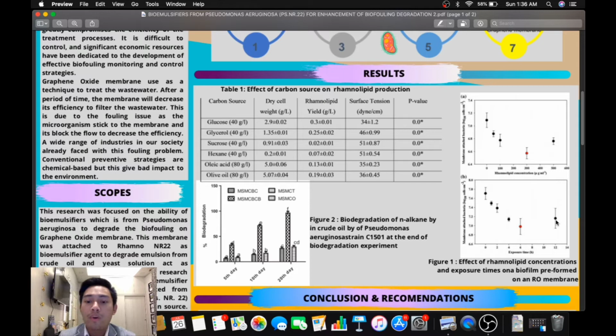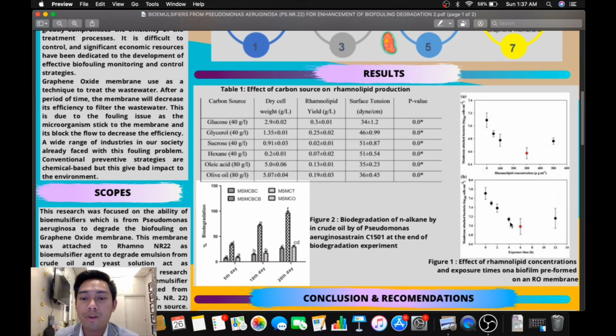The culture with glucose produced about 0.3 plus minus 0.01 gram per liter of rhamnolipid, and the dry cell weight was 2.9 plus minus 0.02 gram per liter. As you can see in the table, glucose gave the highest amount of rhamnolipid yield, which is 0.3, compared to glycerol, sucrose, hexane, oleic acid, and olive oil. And this shows that the rhamnolipid production favors glucose.